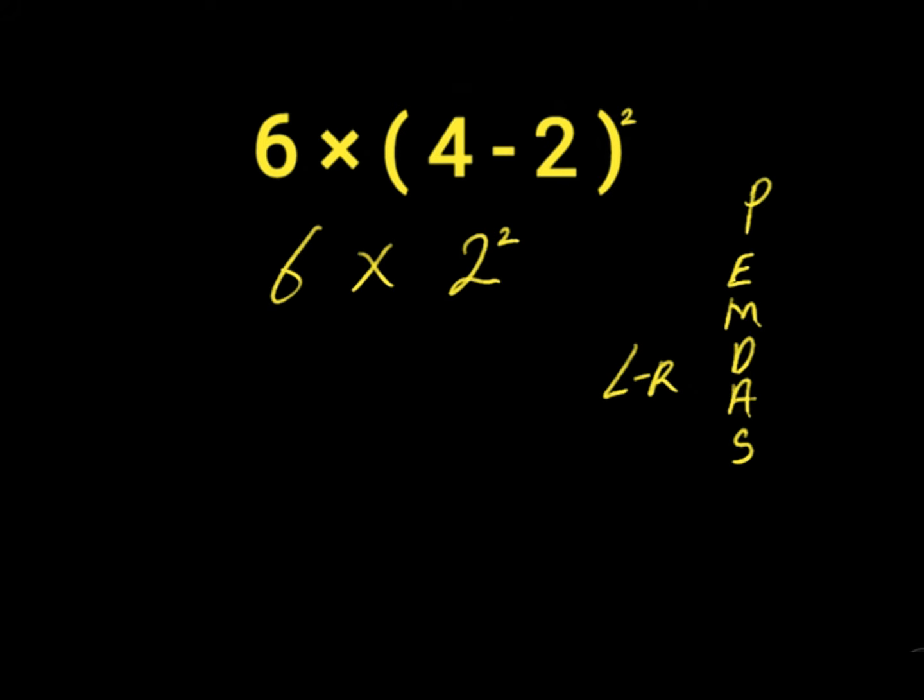Here we have a multiplication and an exponent. We work with our exponent first. This is where we got it wrong in the first place, because we multiplied first before solving our exponent, which is wrong. 2 to the power of 2 is 2 times 2. 2 times 2 will give us 4. Then we have 6 times 4. 6 times 4 is 24. 24 is the right answer to this expression.